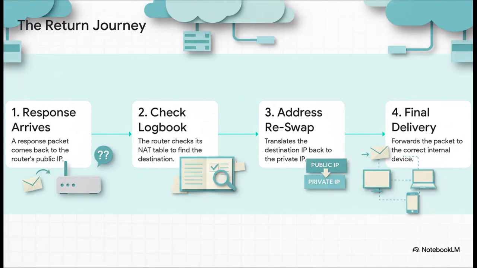Now, when the website sends a response back, it only knows one address, your router's public IP. So the packet arrives there. The router immediately checks its logbook. It sees the note it made earlier and says, aha, this response is for the computer at 192.168.1.10. It then swaps the public address back to your private one and delivers the packet right to your computer. It's a flawless delivery every time.